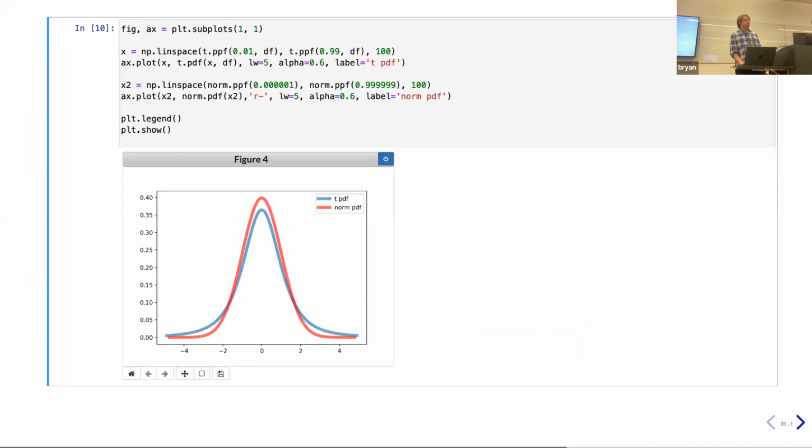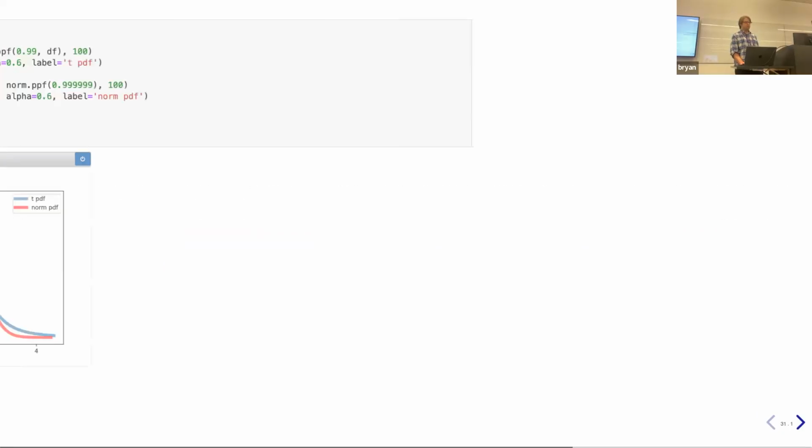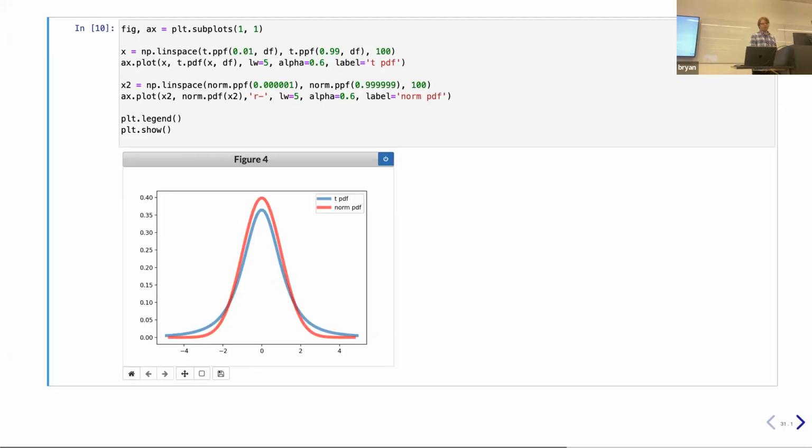This was really confusing to me for a really long time. And so what I did is I plotted these two distributions. It doesn't 100% make sense to plot them in exactly this way, but this should give you some intuition for what the difference between a Gaussian and a T distribution is. So the blue curve is a T distribution, the red curve is a Gaussian distribution. And I would like you to take a second and discuss with your neighbor why you might prefer the T distribution over the Gaussian distribution.